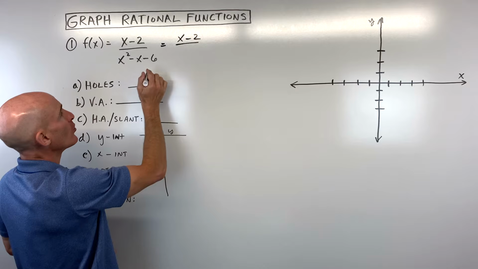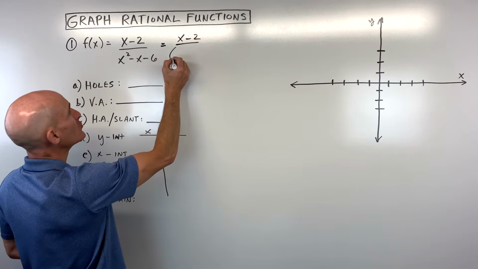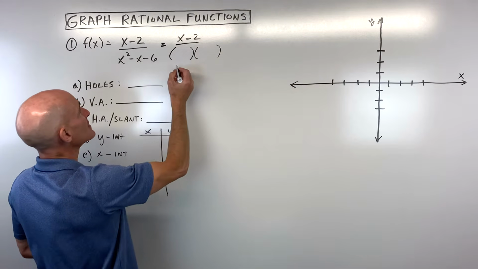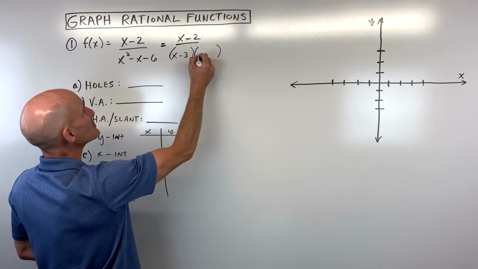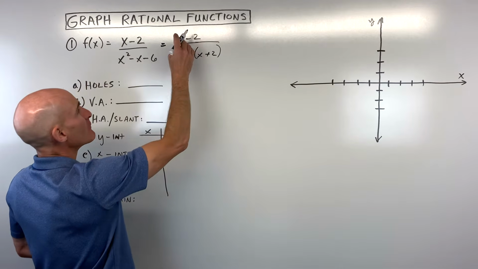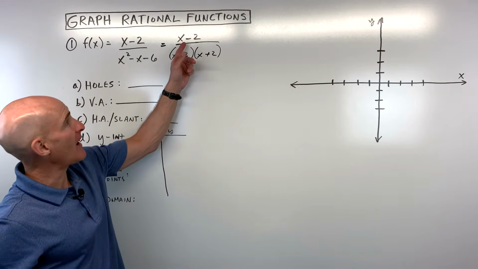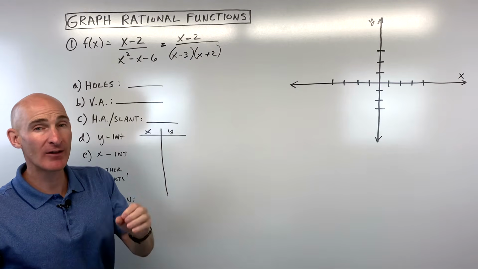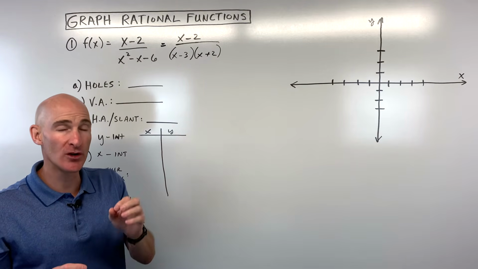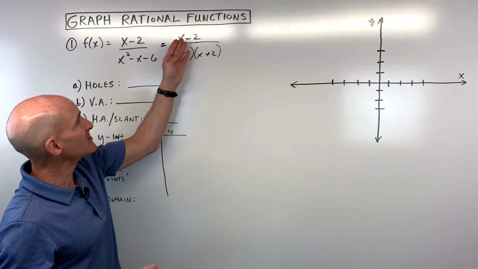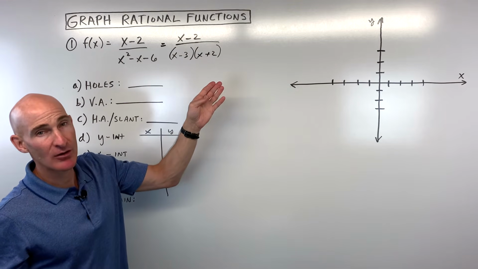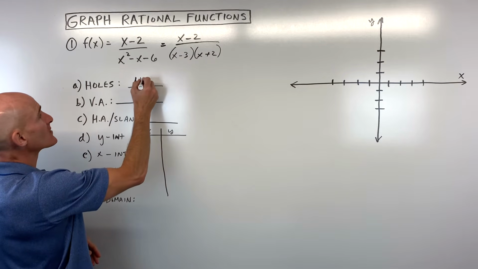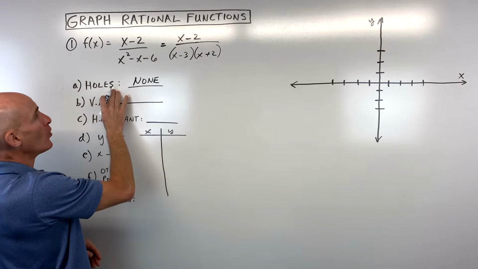The denominator, though, we can factor this trinomial. What two numbers multiply to negative 6 but add to negative 1? Well, that's going to be negative 3 and positive 2. Now, the reason I factor this is because if a factor in the numerator cancels with a factor in the denominator, what's going to happen is we're going to have a hole, a removable discontinuity or a missing point in our graph. In this case, there's nothing that cancels between numerator and denominator, and no common factors. So that tells us that there's going to be no holes in our graph. So I'll just write none for holes.